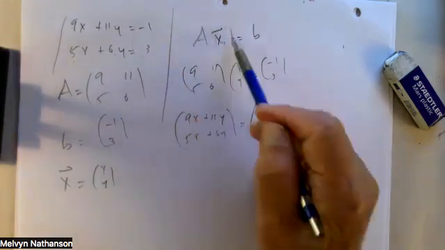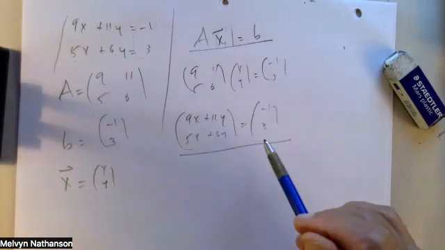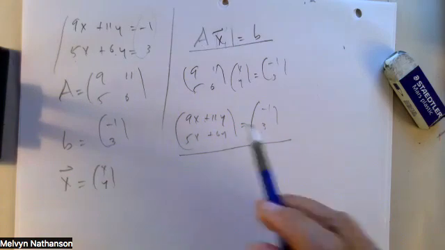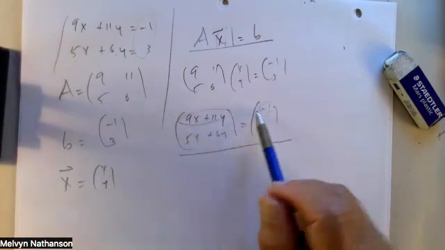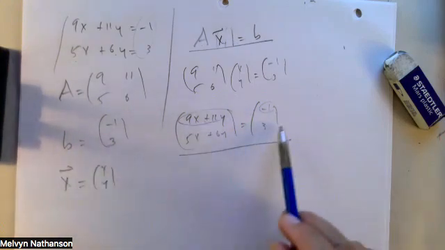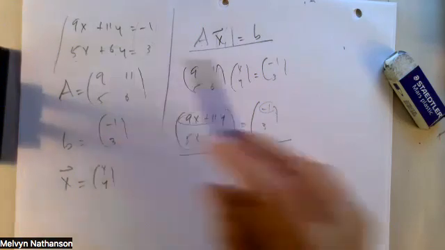So if I have this equation, this says exactly this. But two vectors are equal. These are two column vectors. They're equal if their coordinates are the same. The first coordinates, 9x plus 11y equals -1. Second coordinates, 5x plus 6y equals 3.